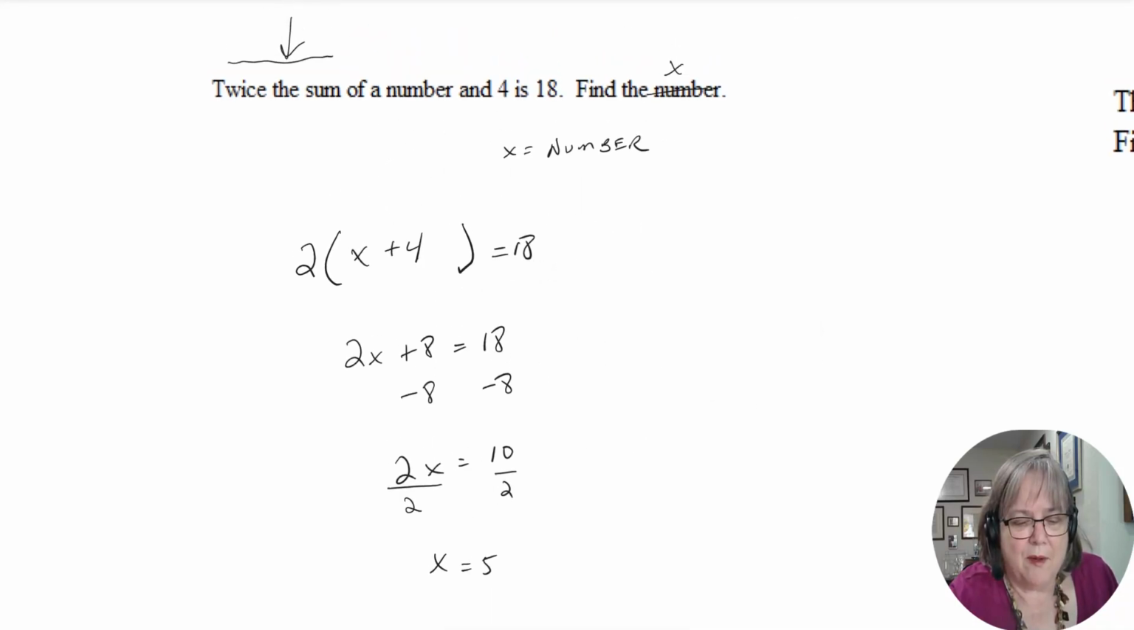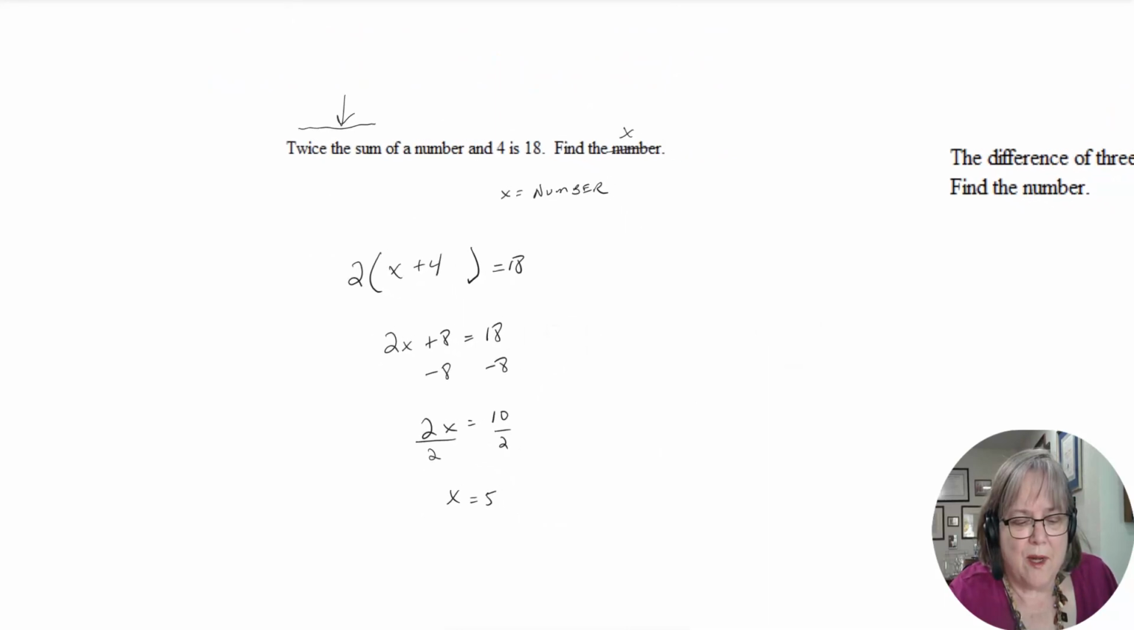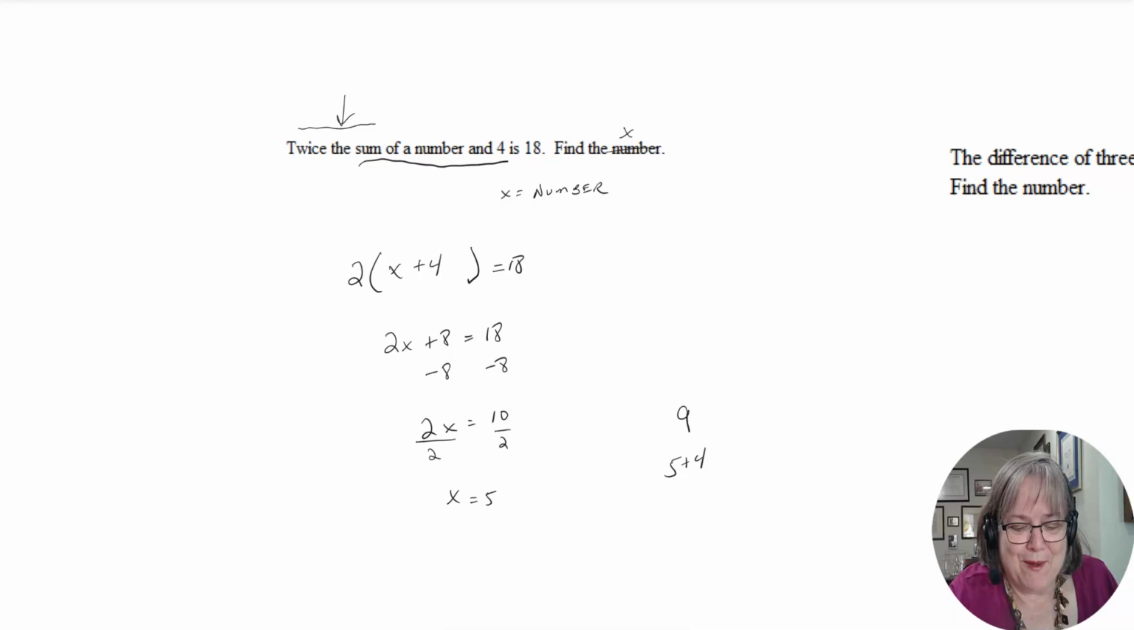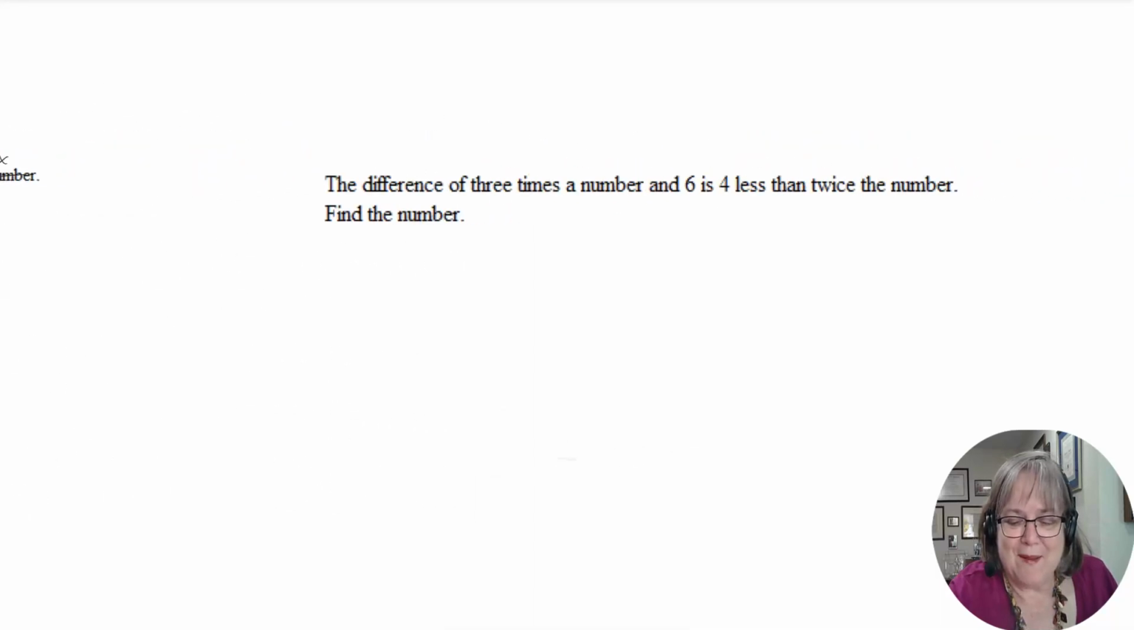So let's go back up here and read it kind of into the English. And it says twice the sum of a number and 4. Well, let's do this part first. The sum of a number and 4 is 5 plus 4, which is 9. Right. And then we're going to double that and see if that's 18. And yes, it is. So I was thinking that in my head, and I spoiled it. It's like spoiling a story and telling you the punchline first. But I hope you forgive me.